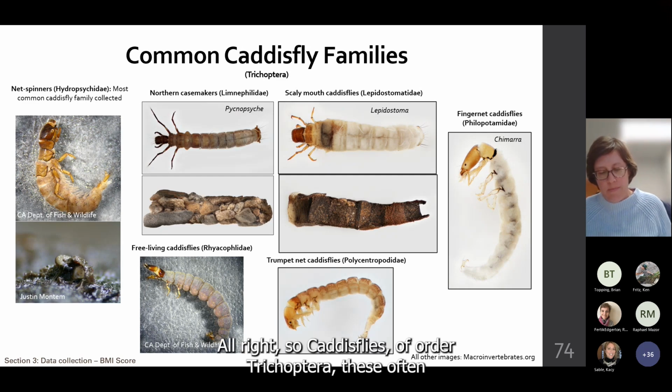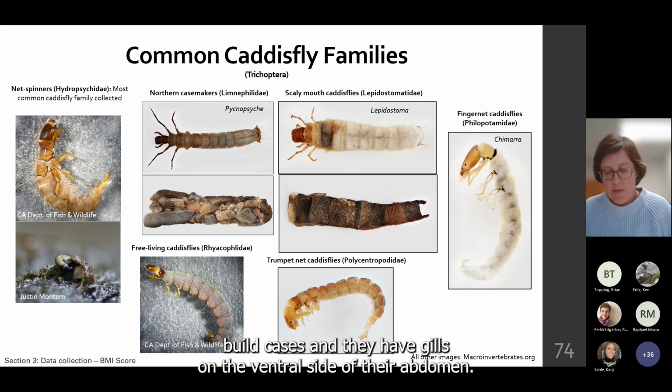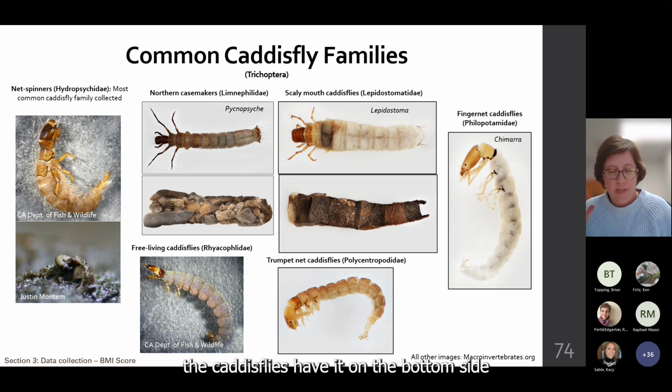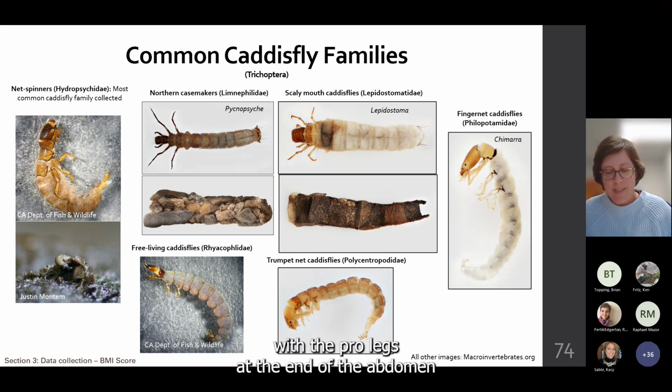All right, so caddisflies of order Trichoptera. These often build cases, and they have gills on the ventral side of their abdomen. So, mayflies have them on the top side, the caddisflies have them on the bottom side, with the prolegs at the end of the abdomen instead of those long cerci or tails.